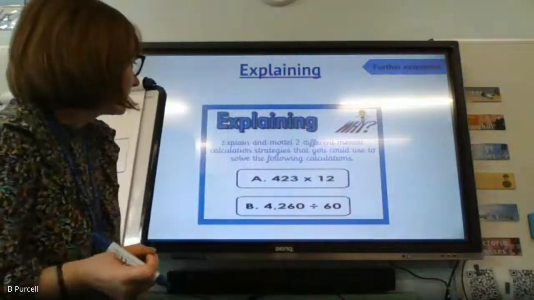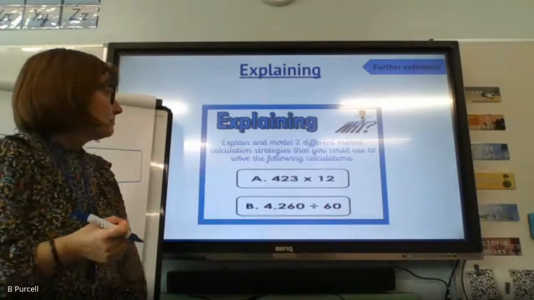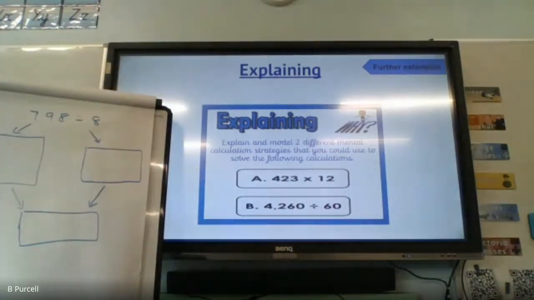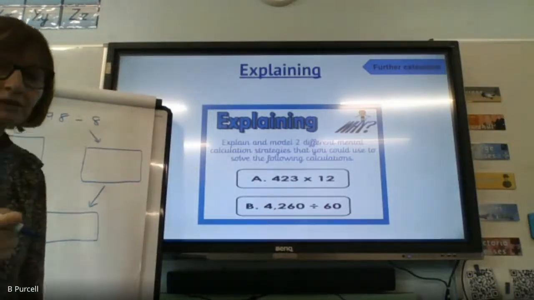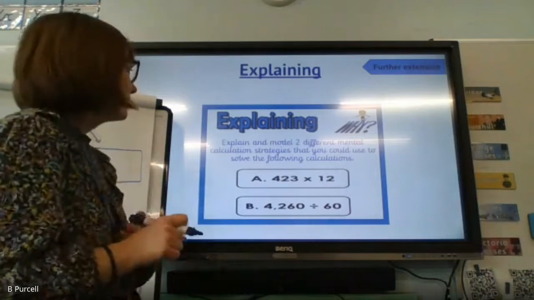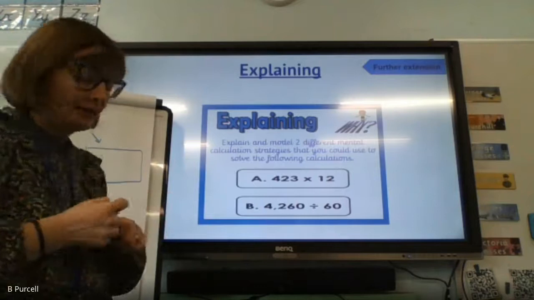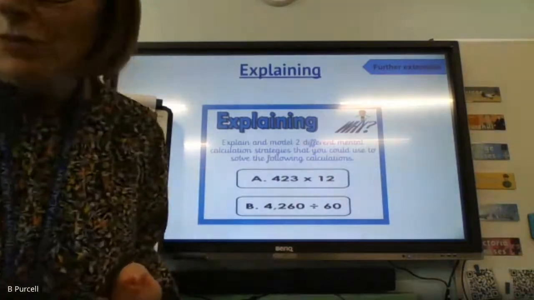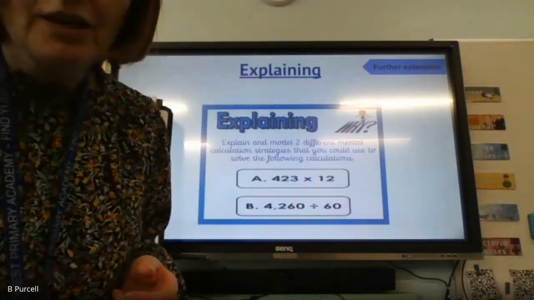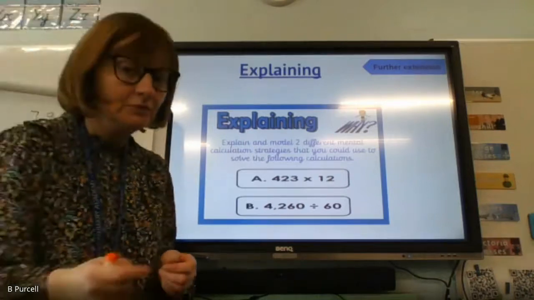Now, explain and model two different mental methods, mental calculation strategies that you could use to solve the following calculations. So obviously one of your answers there is going to be the part-whole model.